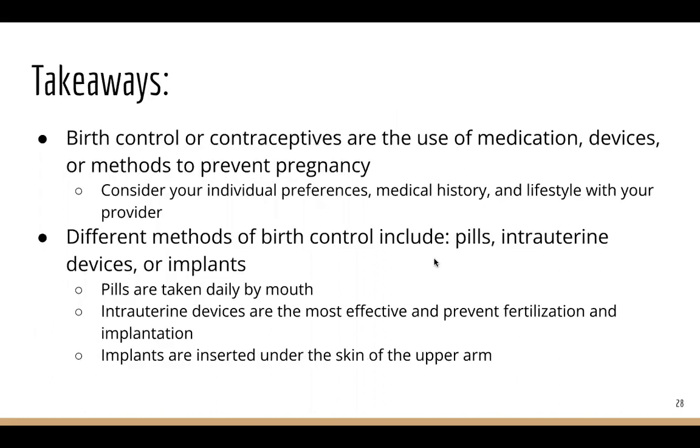Here are some of the takeaways. Birth control, or contraceptives, are the use of medication, devices, or methods to prevent pregnancy. Consider your individual preferences, medical history, and lifestyle with your provider. Different methods of birth control include pills, intrauterine devices, or implants. Pills are taken daily by mouth. Intrauterine devices are the most effective and prevent fertilization and implantation. Implants are inserted under the skin of the upper arm.